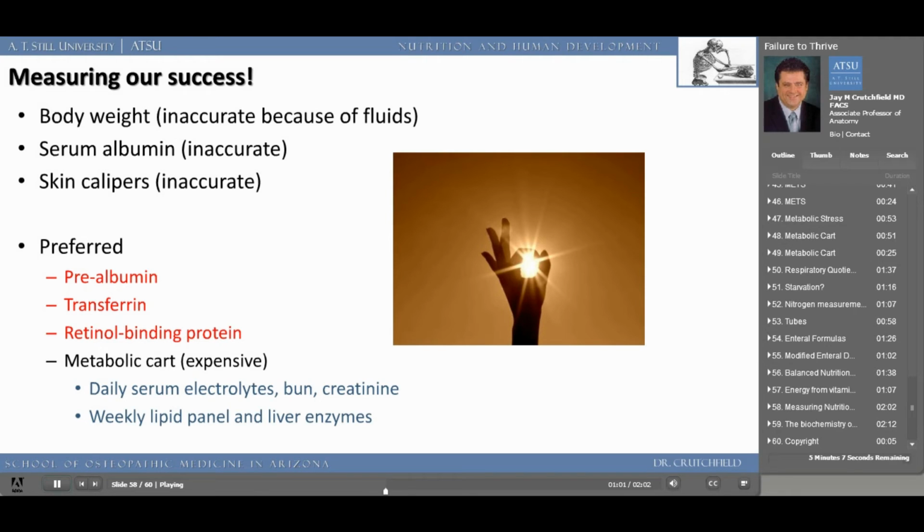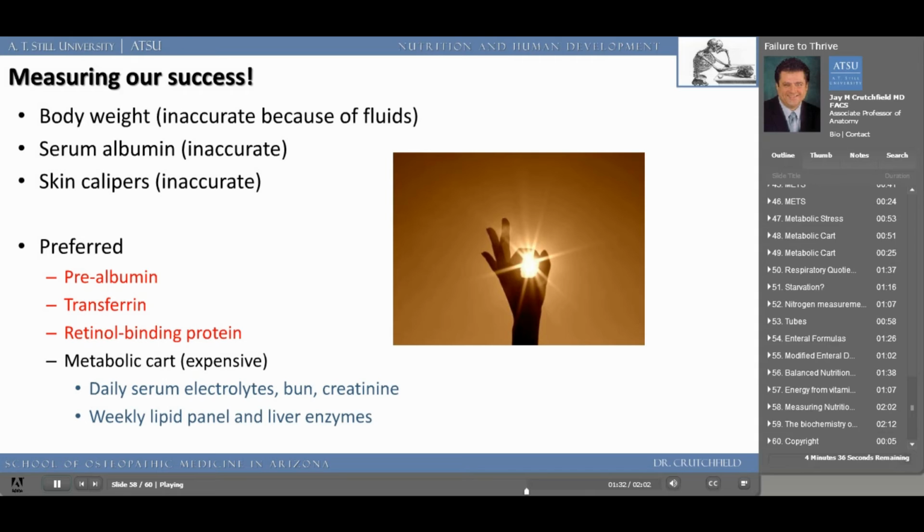Skin calipers that you have done at the gym are inaccurate. The preferred method to measure success in helping someone who is nutritionally repleted is to measure their serum prealbumin, transferrin, or retinol binding proteins. These are readily available. All hospitals offer them, and they're relatively inexpensive. You could also do a metabolic cart study, but they're usually pretty expensive, and not all hospitals have them.